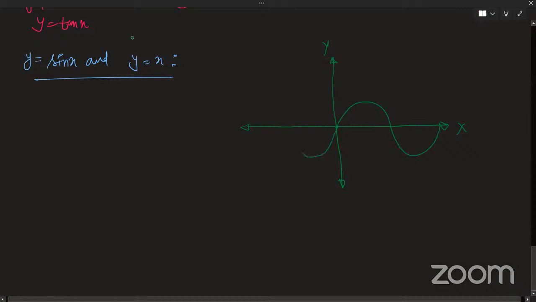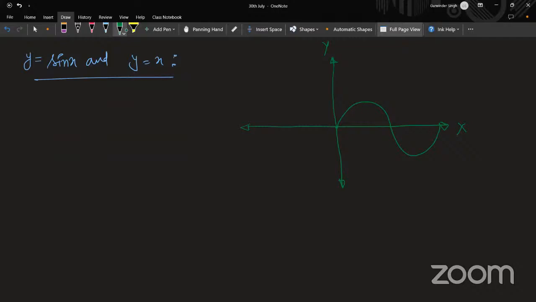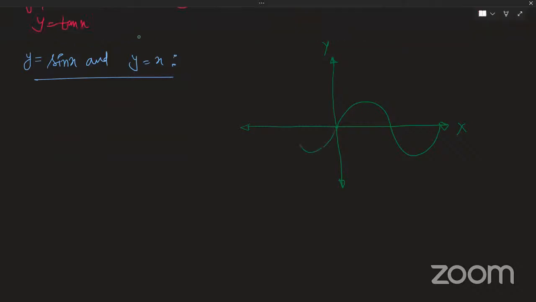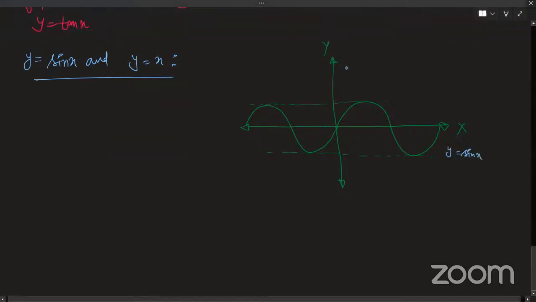Similarly on this side. Something like this. Okay, actually it doesn't look like this. It is a bit flatter. Okay, something like this. Fine. This is it. So this is my y is equal to sine x, the one I drew in green.